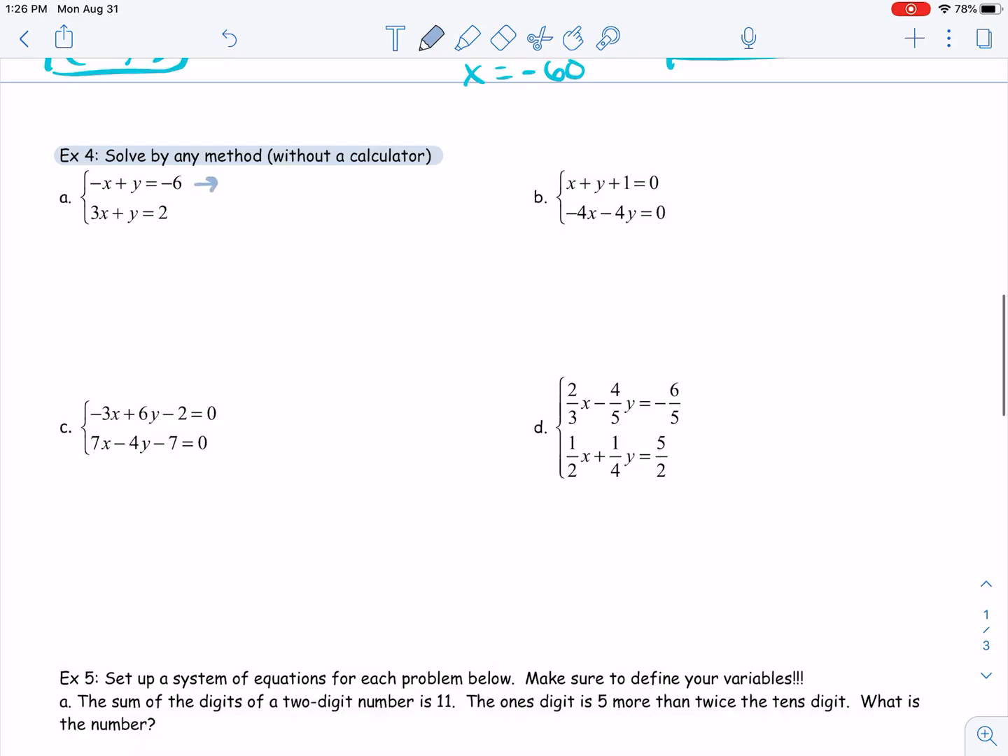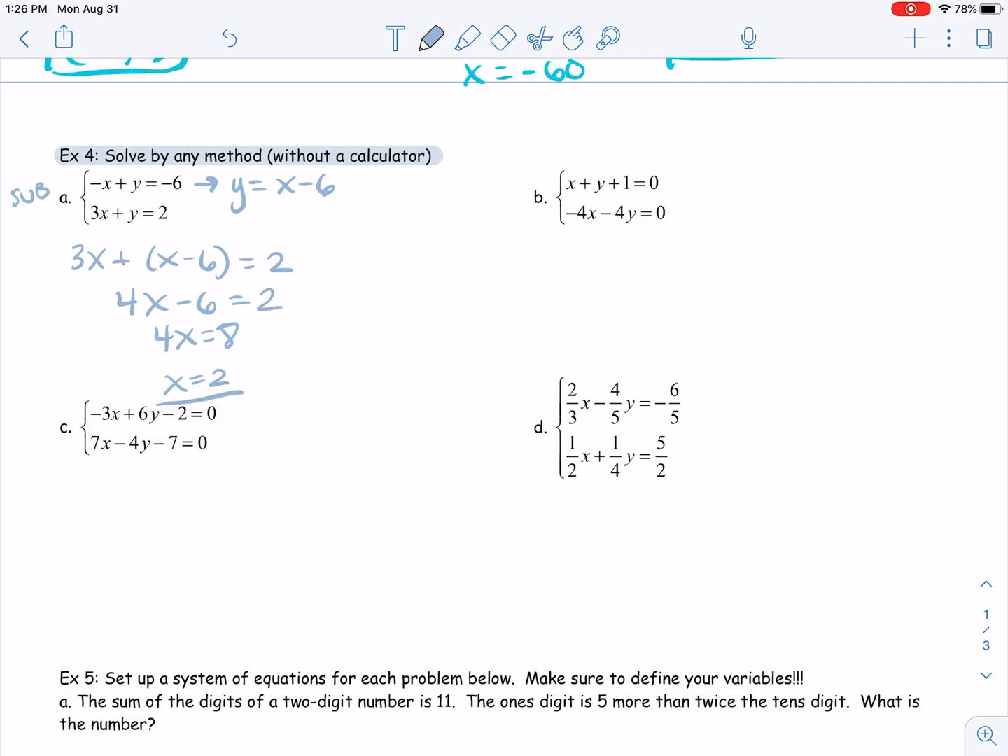So I'm going to solve this first one for y by adding my x over. So that means y equals x minus 6. So I'm going to substitute that y value in over here. So now I have 3x plus x minus 6 equals 2, which would be 4x minus 6 equals 2, which means 4x equals 8, which means x is 2.